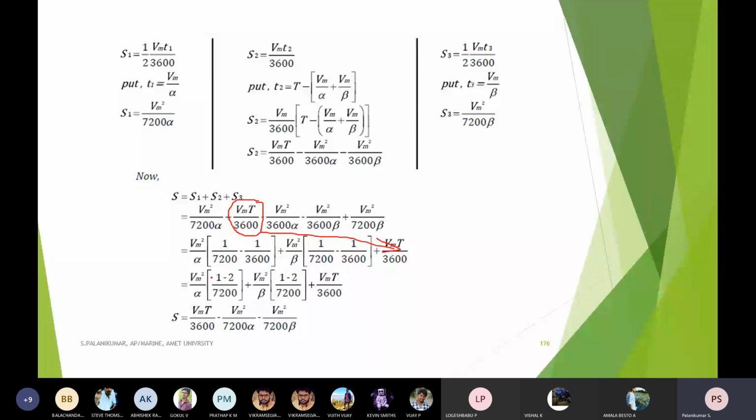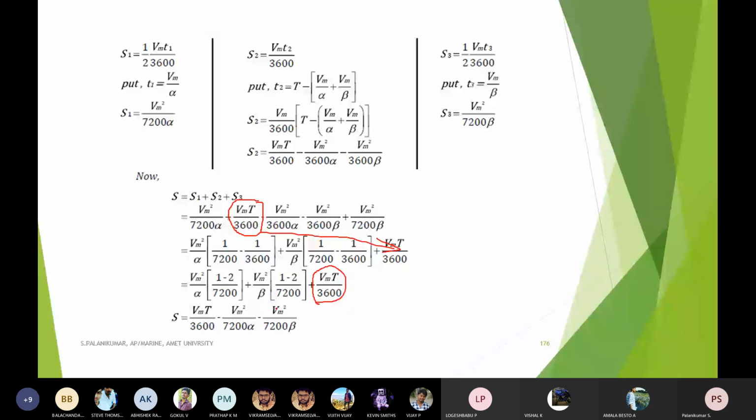So if I am simplifying these things, I'll get Vm square by alpha. So I have to take the LCM. Then 7200, I am taking 1 by 1 minus 2 by 7200. Vm square 1 minus 2. So here, if you take that, automatically what will happen? It will convert to a minus sign. So this will be having a plus sign.